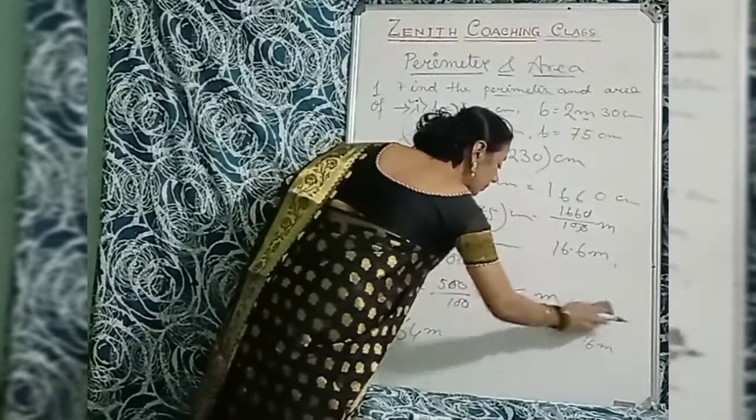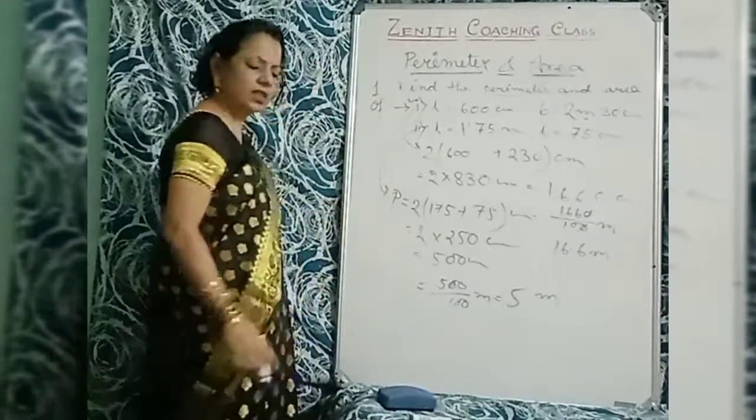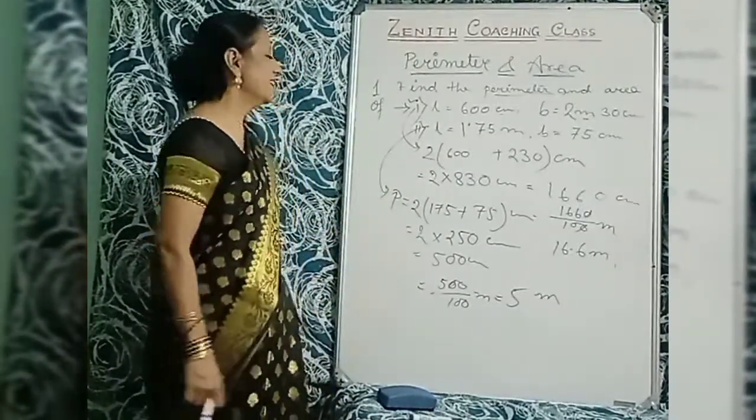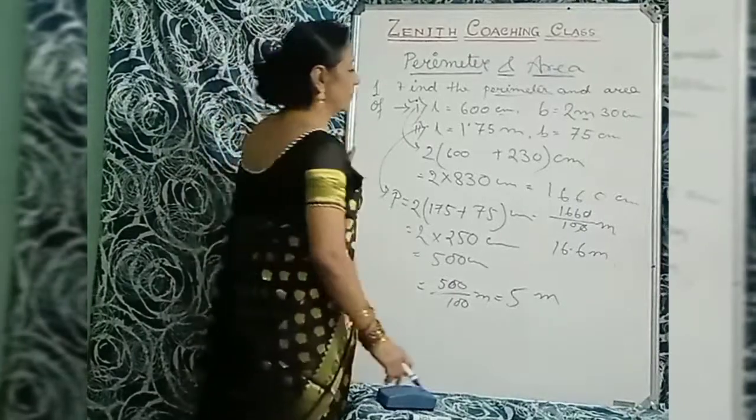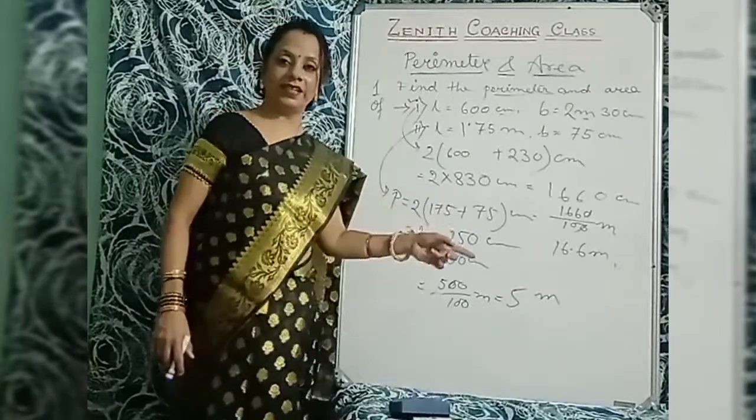Easy sum. Very easy sum, you know. So it's the first sum and second sum. Understood? So observe this sum. We will go to the next sum.